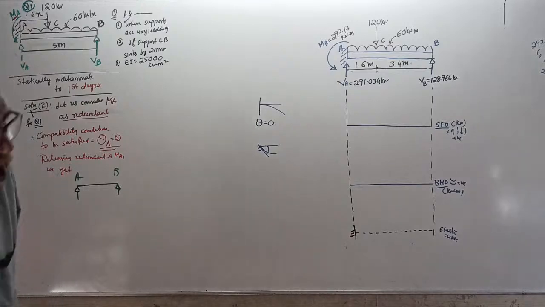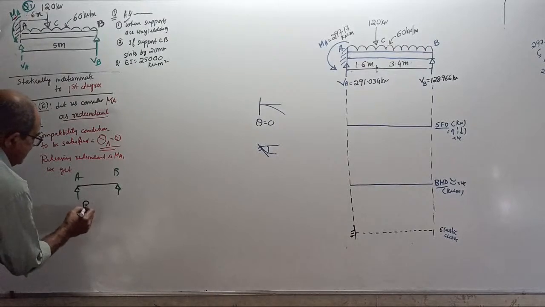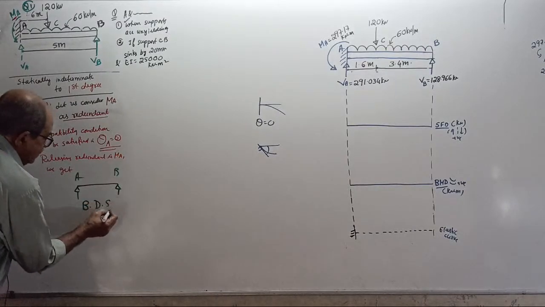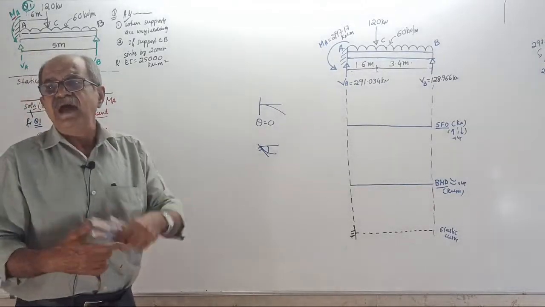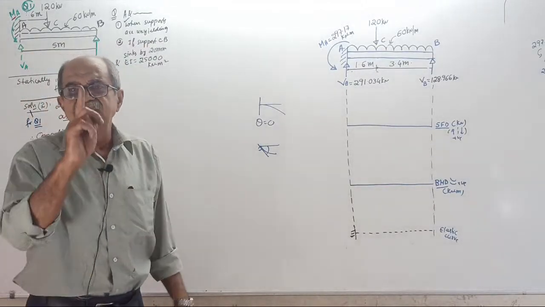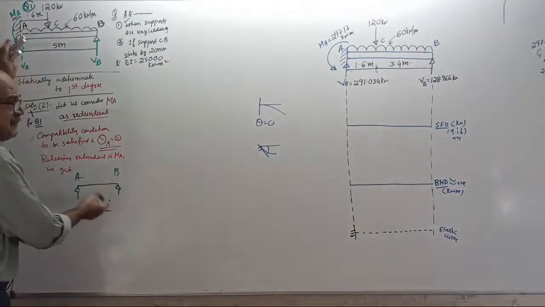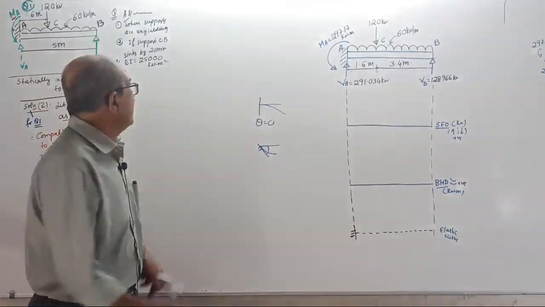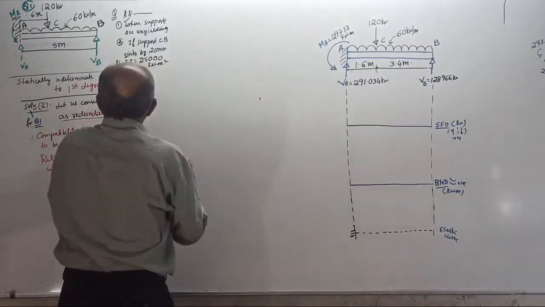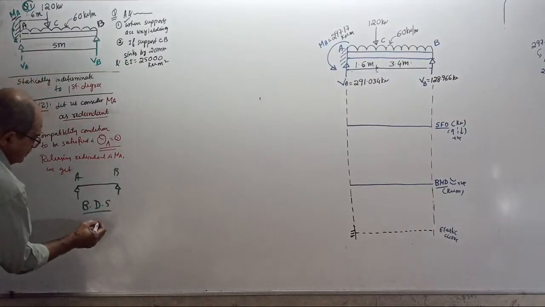BDS. Don't write BDS. It is called what? Basic determinate structure. You write fully. Don't write BDS. I can write because I explained last time. If you want to learn, you write basic determinate structure, and in the bracket, BDS, which in future we will call BDS. Okay, done.